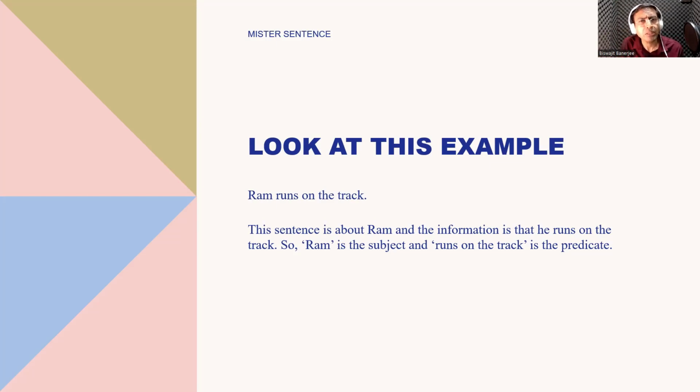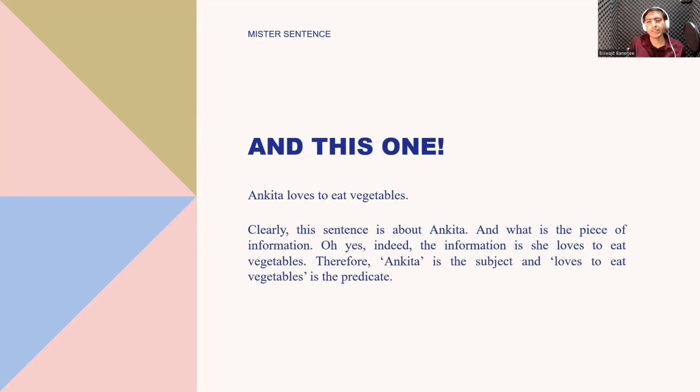Who is the sentence about? The sentence is about Ram. That is why Ram is the subject. And runs on the track is what? It is information about Ram. That is why this part of the sentence is the predicate. All right.